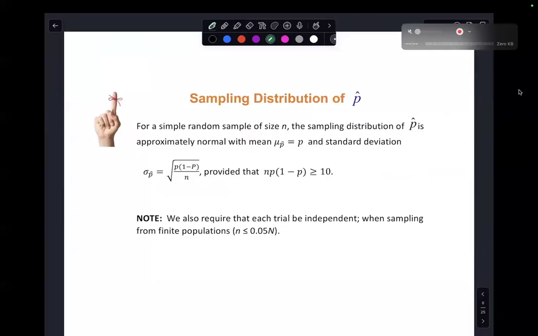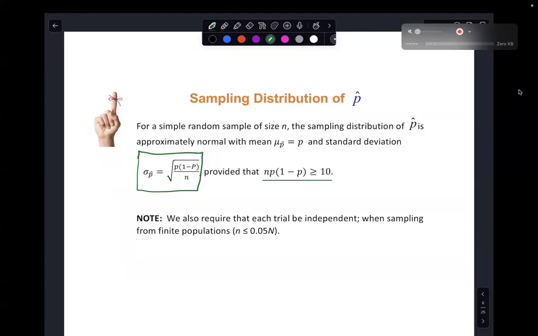Okay, so remember, back in 8.2, I gave you this right here, standard deviation. I gave you this standard deviation for sampling distributions. We are going to be using this for our margins of error as well. We also need to remember this. So the np times 1 minus p greater than or equal to 10, that represents whether or not our population is normal.